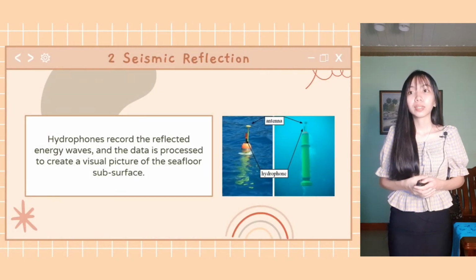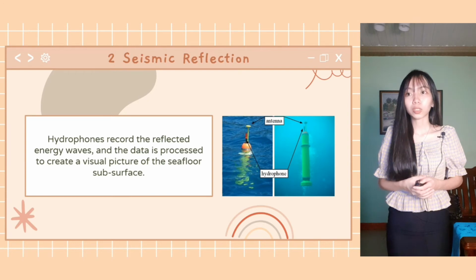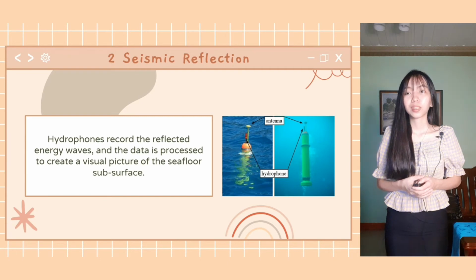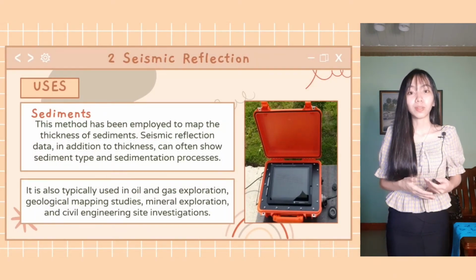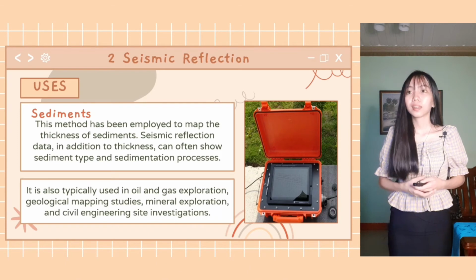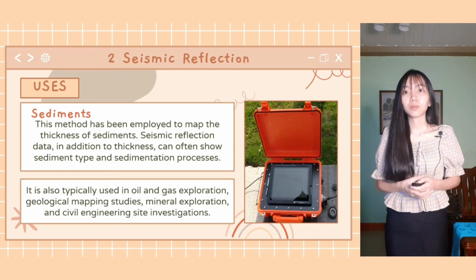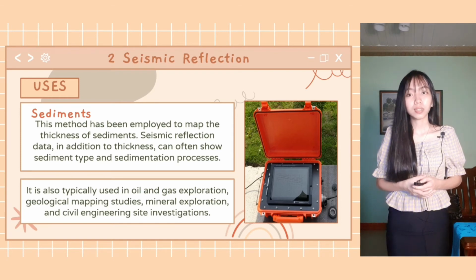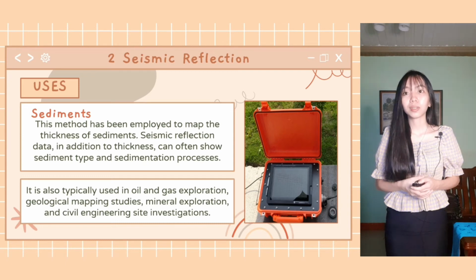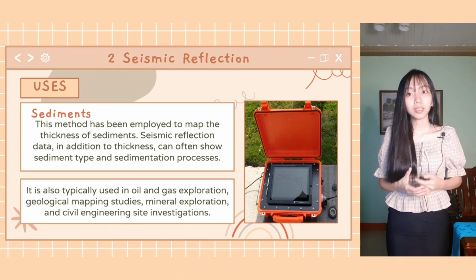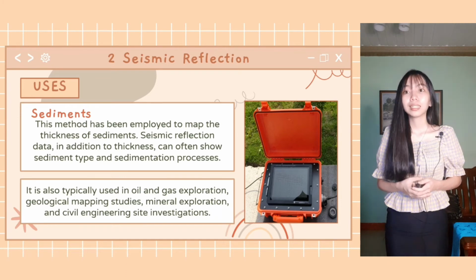Hydrophones record the reflected energy waves, and the data is processed to create a visual picture of the seafloor subsurface. So what are the uses of seismic reflection methods? For sediments, this method has been employed to map thickness of sediments. Seismic reflection data, in addition to thickness, can often show sediment type and sedimentation processes. It is also typically used in oil and gas exploration, geological mapping studies, mineral exploration, and civil engineering site investigations.